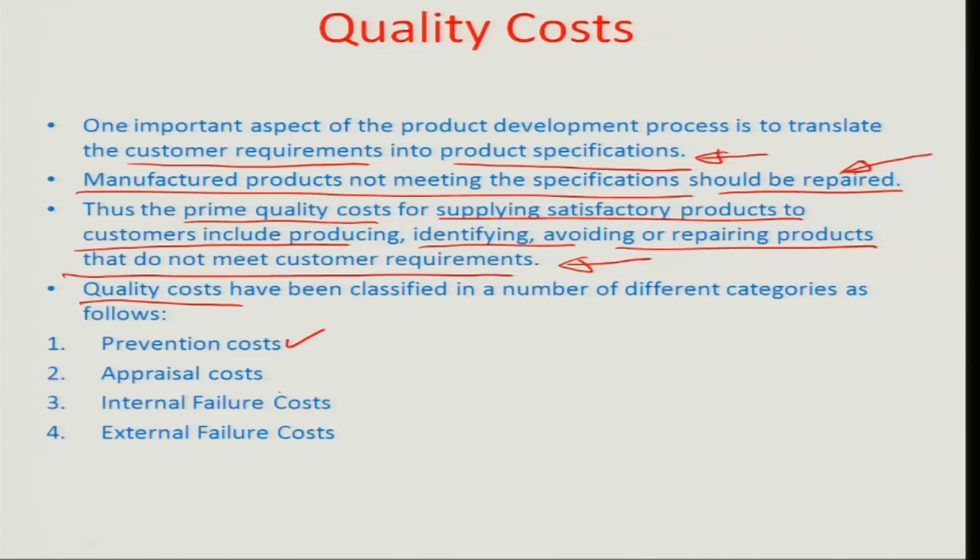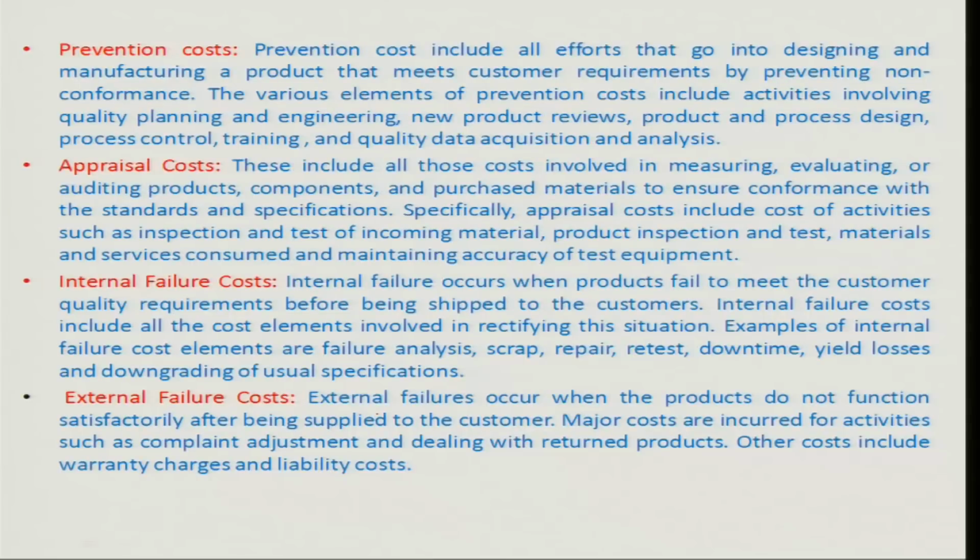So there are prevention costs, and I am going to give a brief introduction about these different costs, maybe do some calculations at certain time to figure out how these costs can be attributed, and how quality losses can be sort of minimized by doing process design, etc. There are appraisal costs, okay. There are internal failure costs and external failure costs associated with the product. So let us look at some of these different categories and what they really mean.